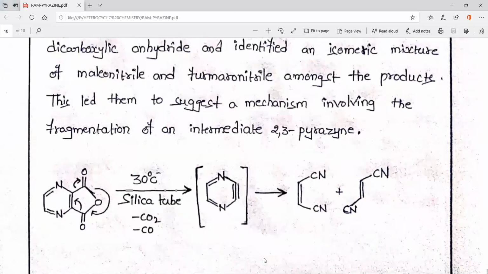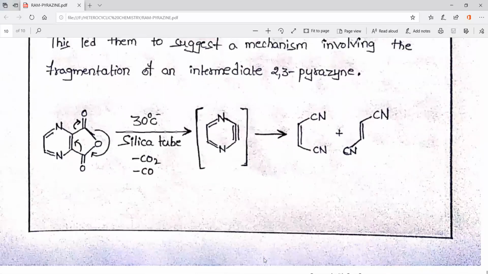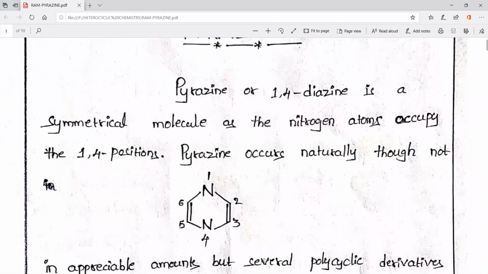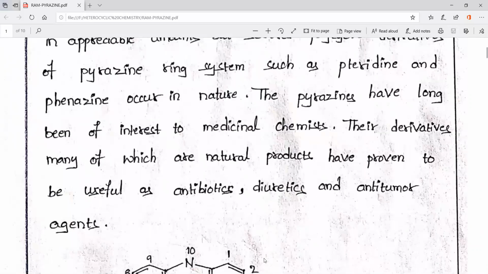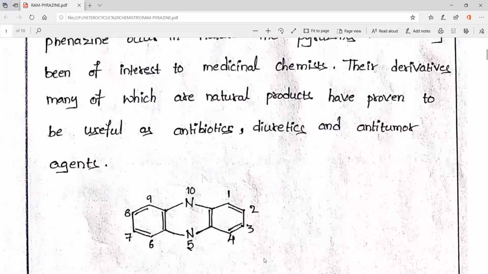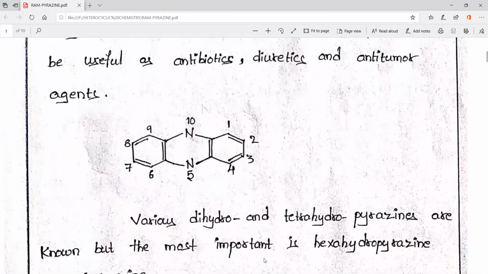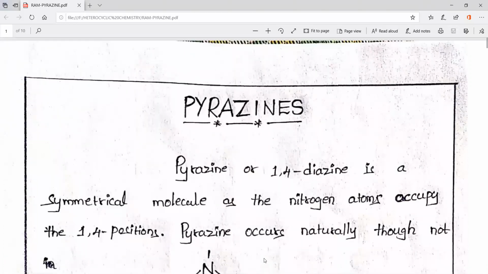These are some of the reactions of pyrazine. So the derivatives of pyrazine possess antibiotic and antidiuretic activities. So some of the pyrazine derivatives also possess anti-tumor activity. This is about the synthesis, reactions and importance of pyrazine.